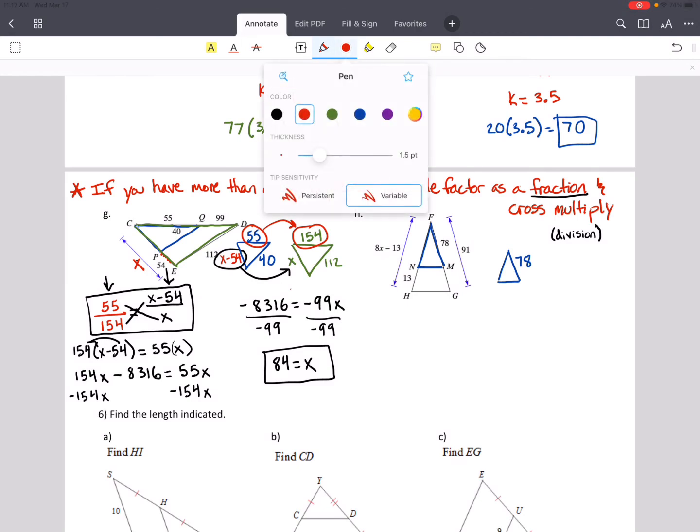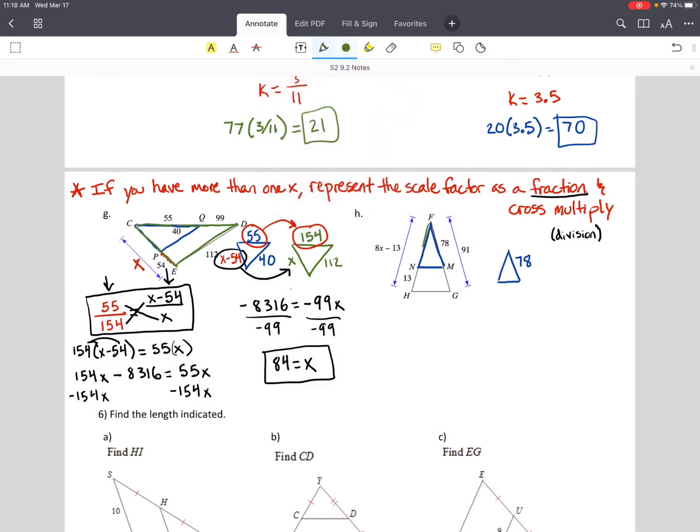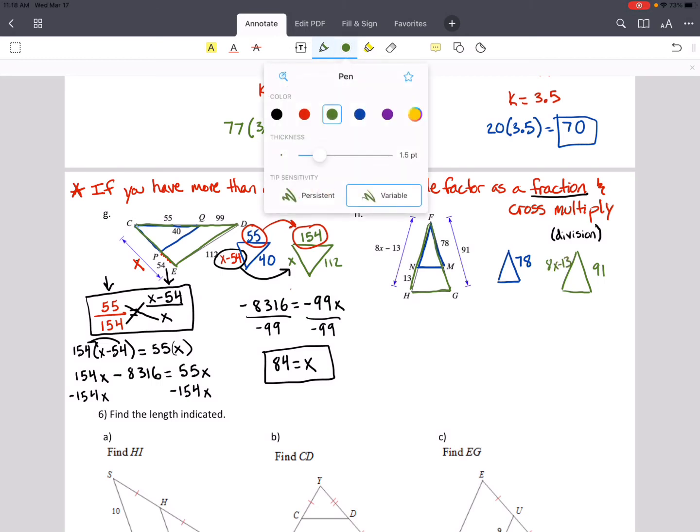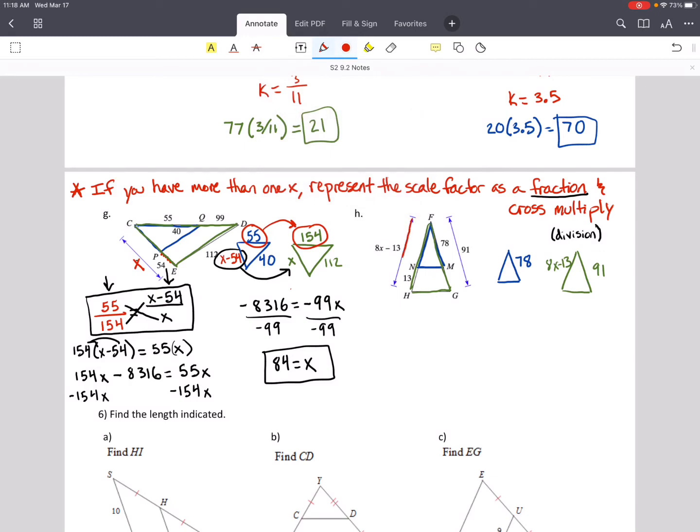So if I come to my big triangle, I get 91, I get 8x minus 13. Well, to get my missing piece of my blue triangle, I have to take this 8x minus 13 and subtract this segment NH. So 8x minus 13 minus another 13 is 8x minus 26.